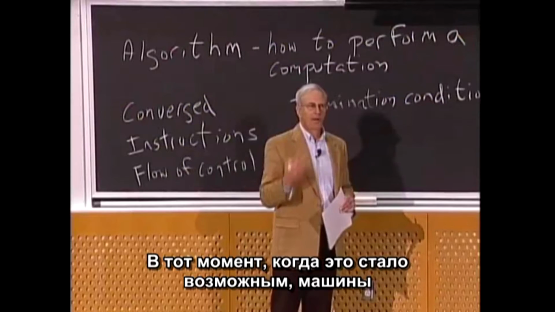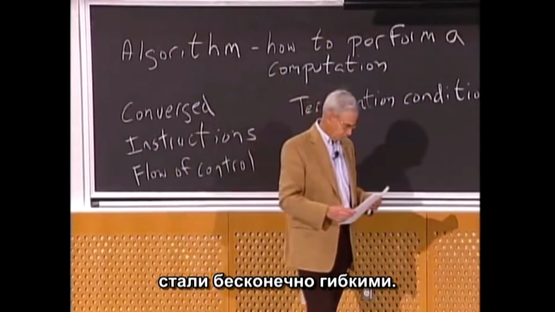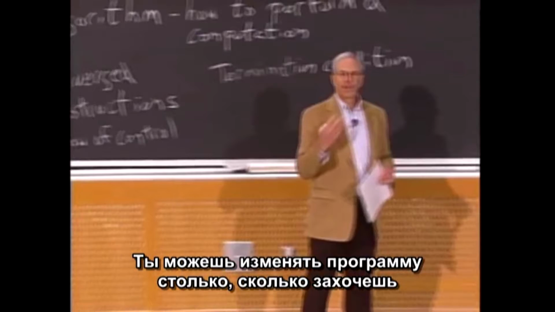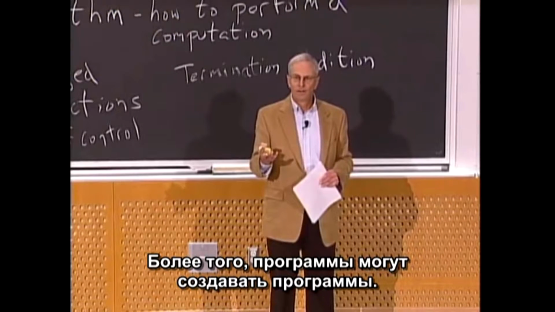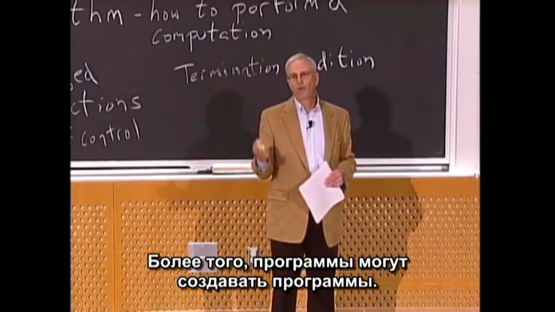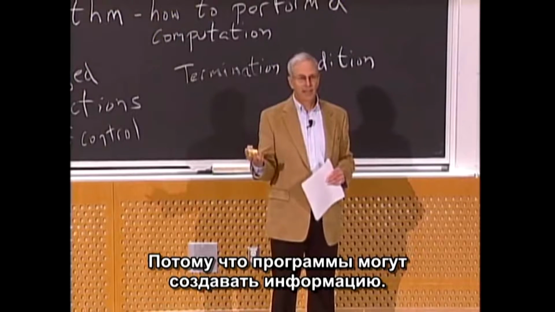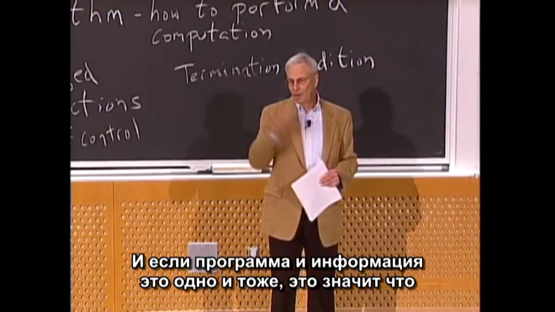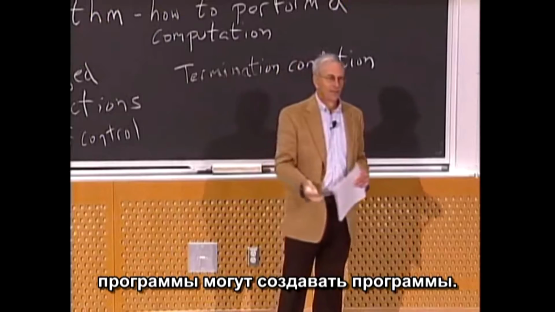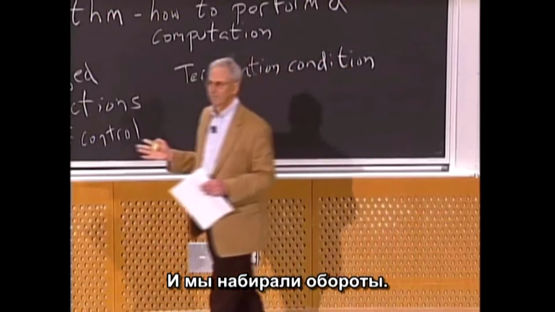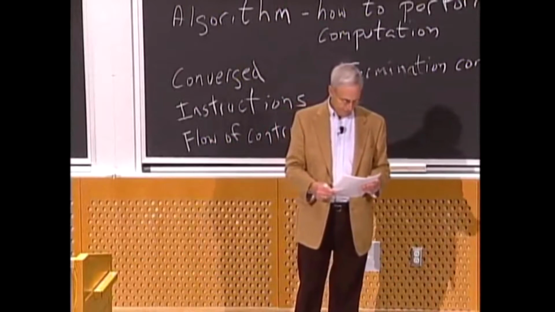Once that was possible, the machines became infinitely flexible. You could change the program anytime you wanted, and furthermore, programs could produce programs, because programs can produce data, and if program and data are the same thing, that means programs can produce programs, and we were off and running. And that's really what made computers what they are today.